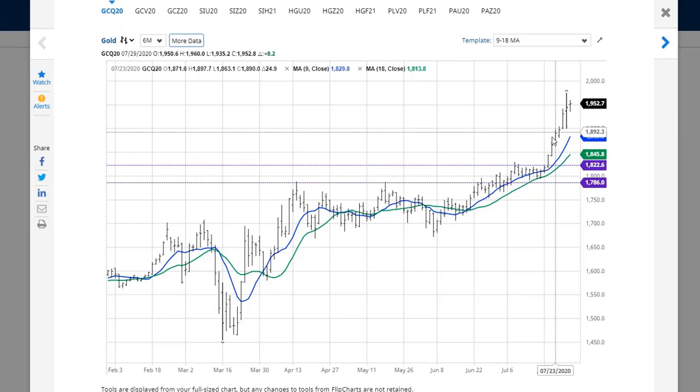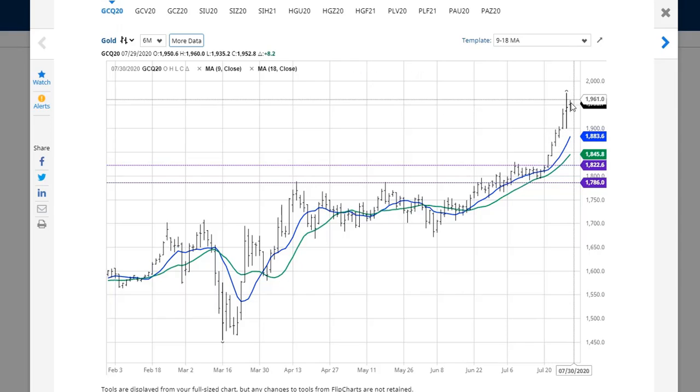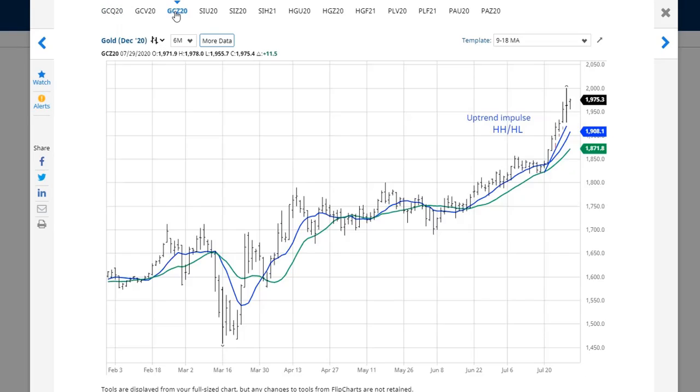And I'm sad that I have to get out of this trade, because I could see a lot more potential in this trade, but I've run out of time with this contract. If I look at the December contract, I'm still seeing those impulses, an uptrend impulse of higher highs and higher lows, and so it's telling me I can still stay in this trade. So at this point, I'm going to exit my trade in the August, and I'm going to enter a position in the December contract.